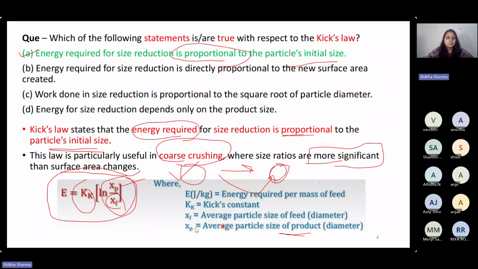For particle size, we are considering that the particle is round in shape, as a sphere. So we are considering that the diameter is xp for the product and xf for the feed.